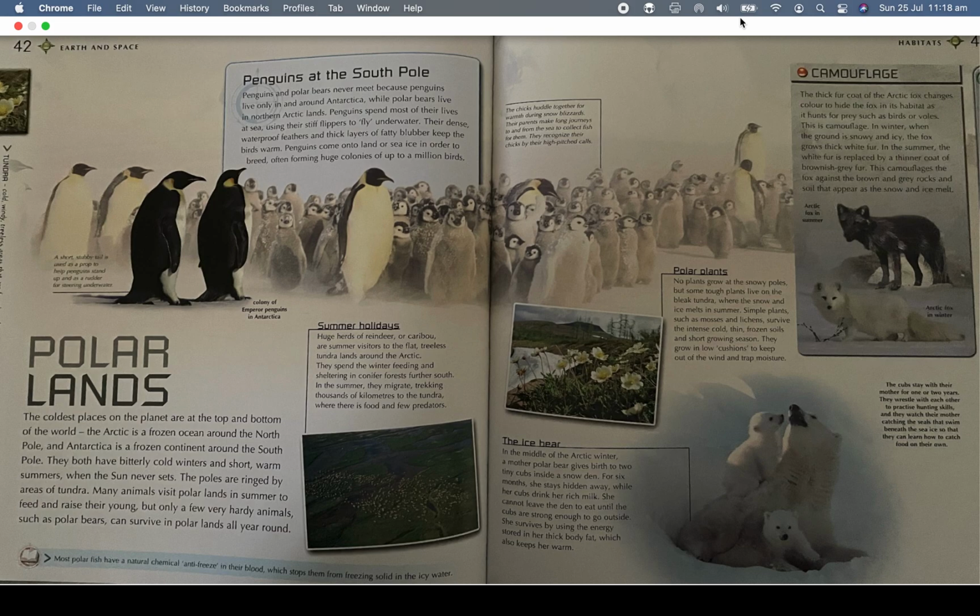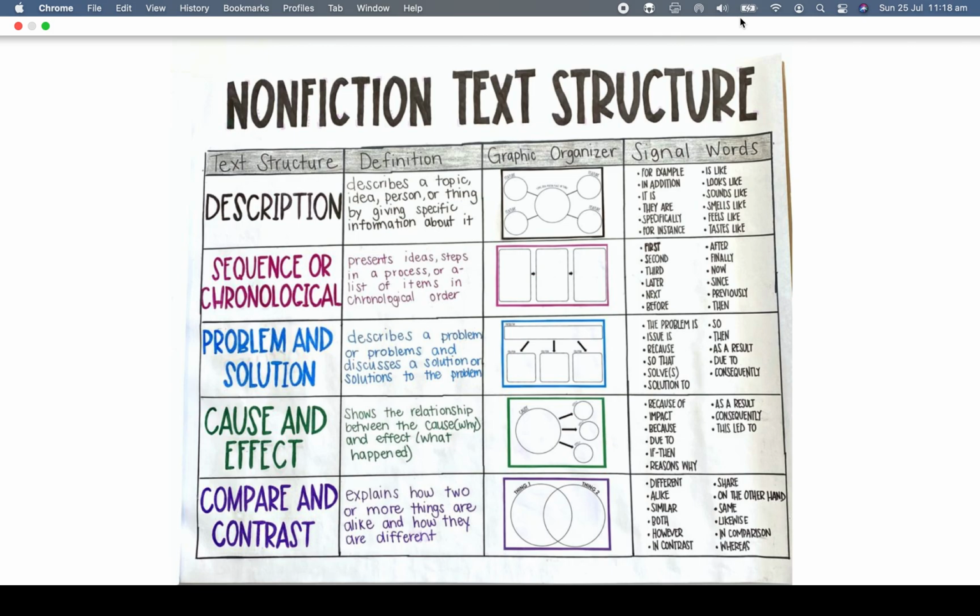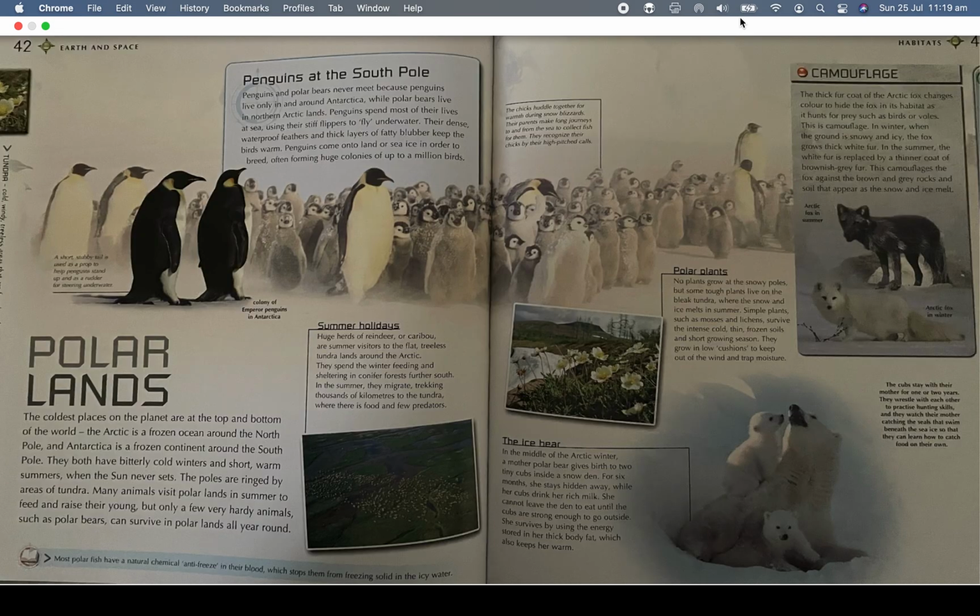So there we go. Straight away, that's telling me where I will find those tundra biomes: in the Arctic, which is at the North Pole, and Antarctica, which is at the South Pole. If I'm going back to my structure, I'm thinking about how the author has organized it, and straight away I'm going to description. Description is describing a topic, idea, person, or thing by giving specific information about it. So I can clearly see that the author here is describing the polar lands or the tundra environments.